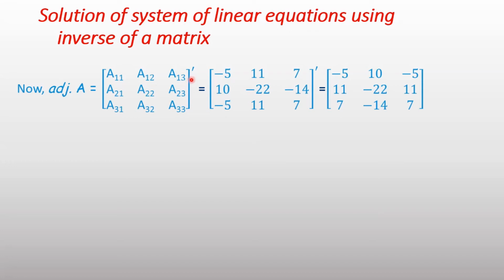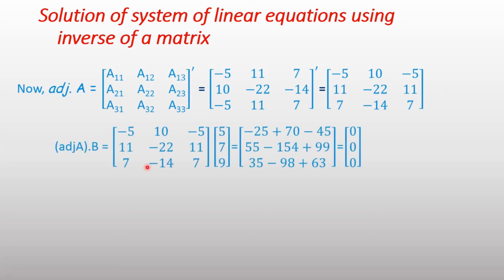Cofactors, matrix written. Find out the transpose, and you are getting the adjoint of A. The process is the same. Now next, calculate adjoint of A into B. And here you are getting a 0 matrix. If adjoint of A into B is not equal to 0 matrix, then you will write no solution or inconsistent.